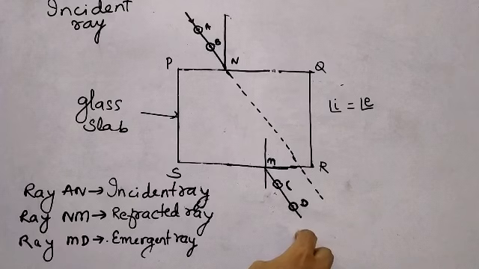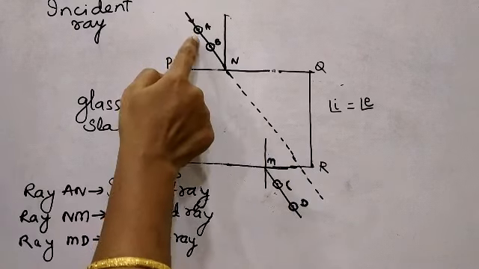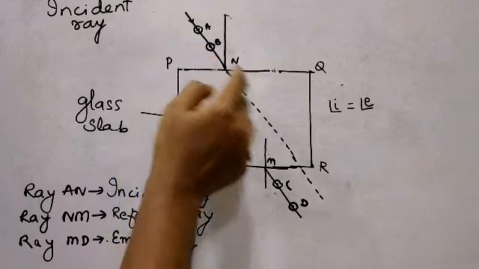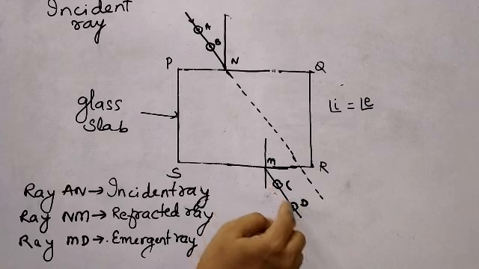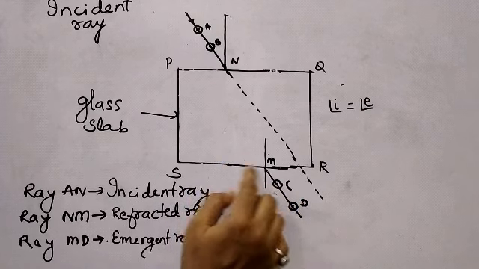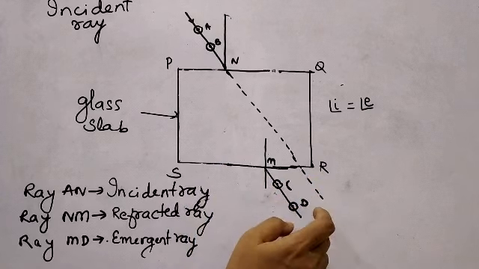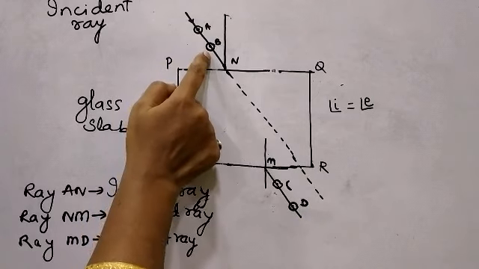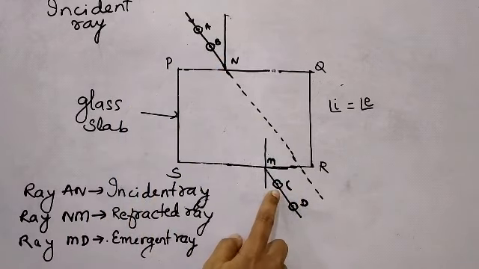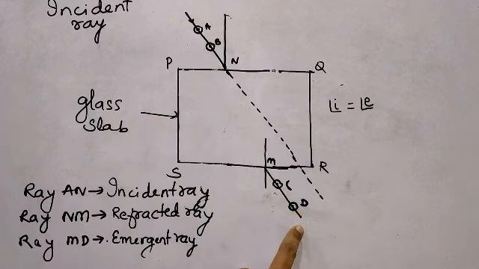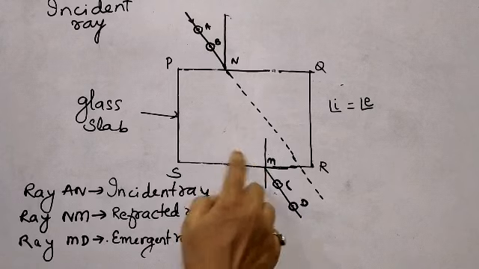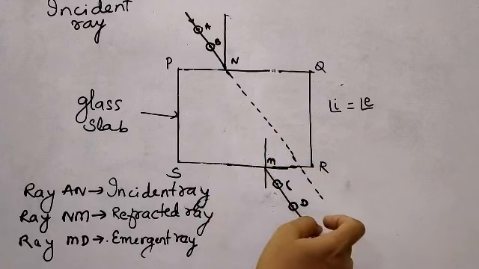Stand on the other side of the glass slab and look out for the reflection of the two pin heads A and B from the other side of the glass slab. Fix two more pins C and D on the side SR of the glass slab such that the reflection of the pin heads A and B and pins C and D, all four, appear to be in a straight line. Remove the pins, remove the glass slab.